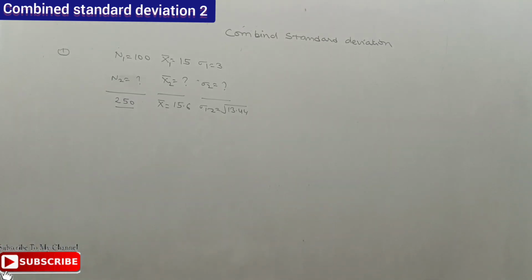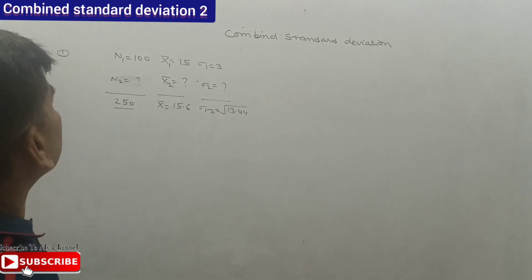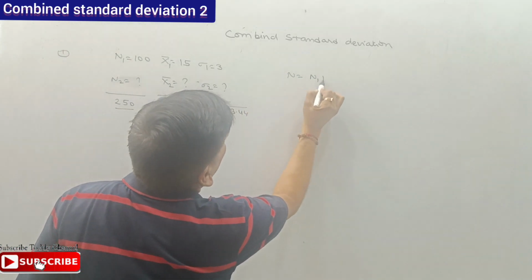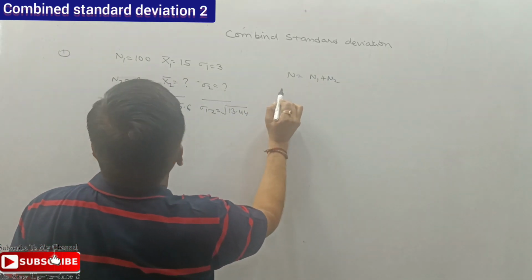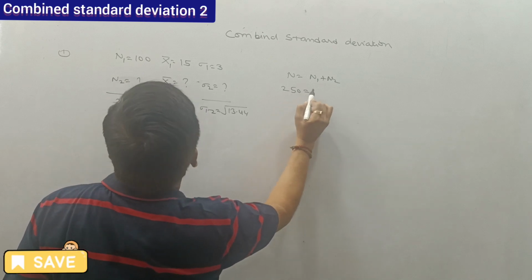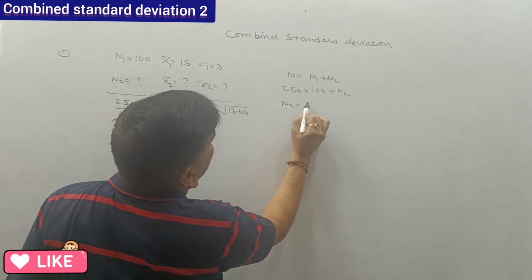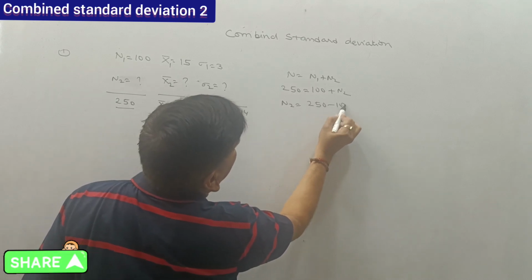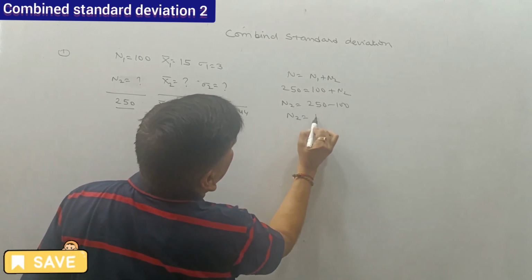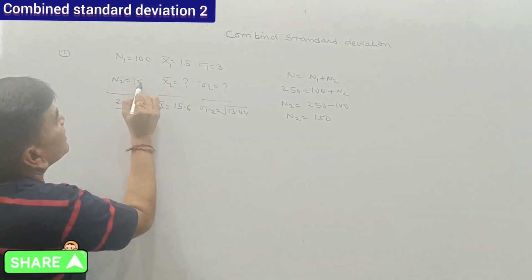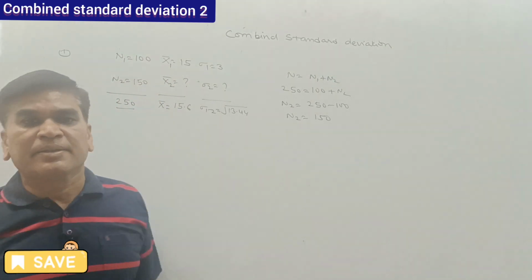So what are we to do? The very first, N is equal to N1 plus N2. So 250 is equal to 100 plus N2. So the value of N2 is equal to 250 minus 100, which is 150. So we have calculated that N2 is 150.